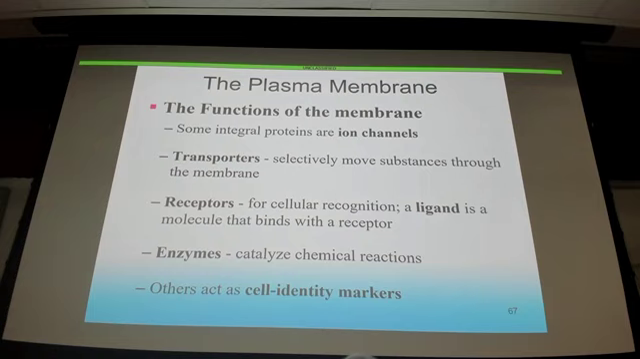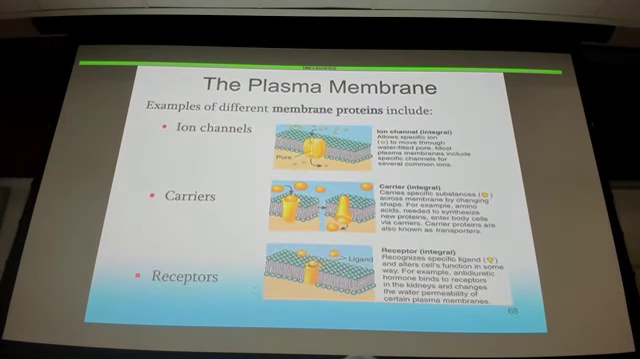Enzymes that are associated with some of these proteins catalyze reactions, like in the bowels, breaking down disaccharide bonds and things in milk. And then some are cell identity. So let's look at what we mean. We have ion channels that are going to take a molecule, and just to generalize, they're going to open up and allow things to go into or out of the cell. So that would be an ion channel.